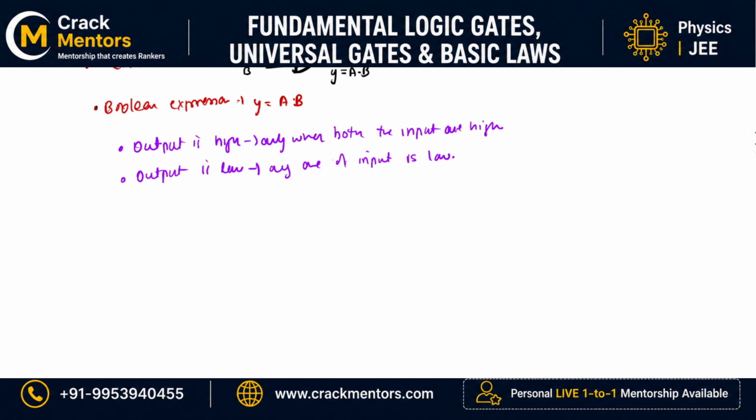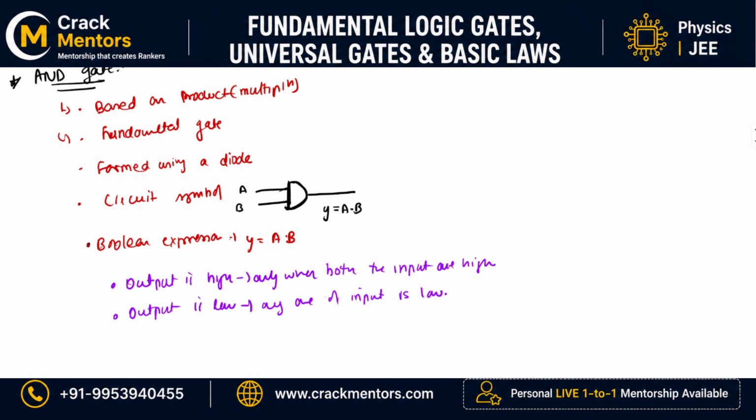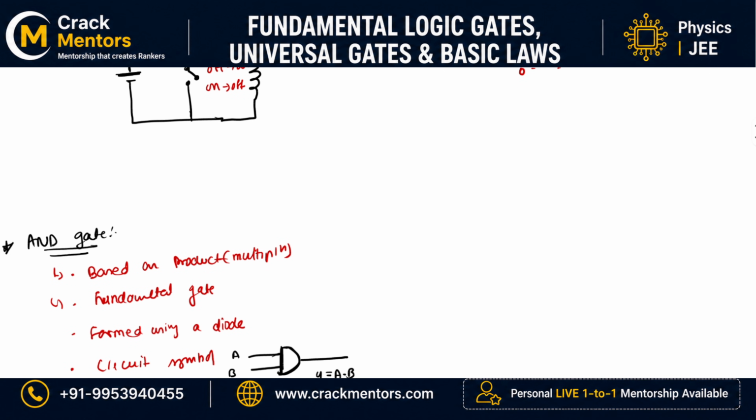Is that clear? Let's draw a truth table for that. So how does a truth table look like? If I draw the truth table between the input and the output, my input is A.